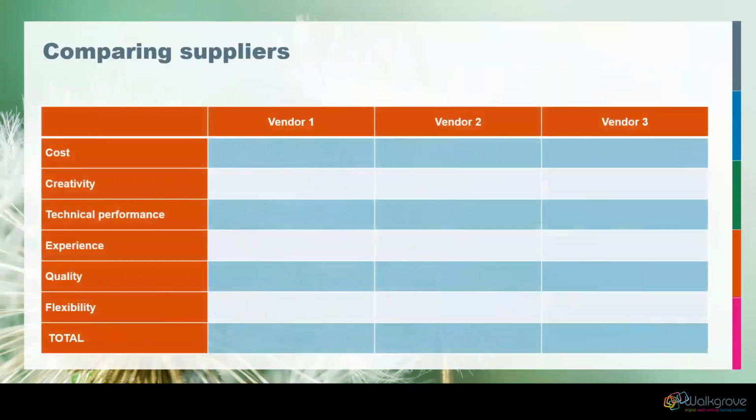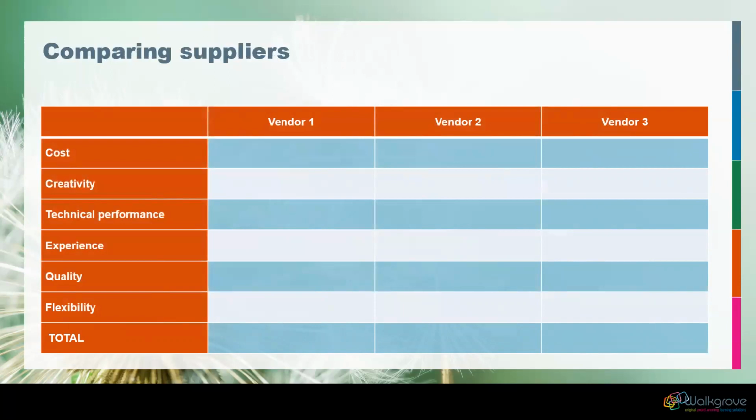So now you're through to the final stage, which is comparing your suppliers. As we discussed earlier, there are different things that might be important to you. So I put down a few things that could be helpful for you to consider. So we've got cost, creativity, technical performance, experience, quality, and flexibility. They may be things that are important to you, they may not be.